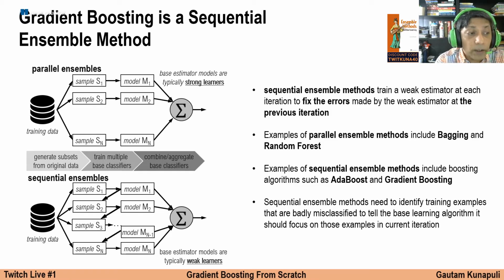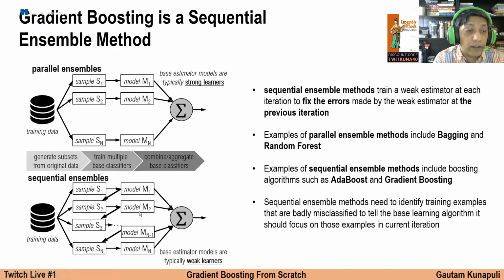And a strong learner is one where you would expect good performance, high performance, basically as a rule of thumb, right? Sequential ensembles, on the other hand, operate sequentially, as the name suggests. So what they do is they take the data that you have and build a first model, and then they try to identify where that model is failing.